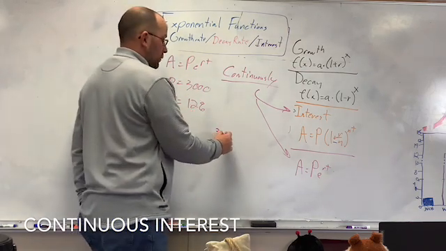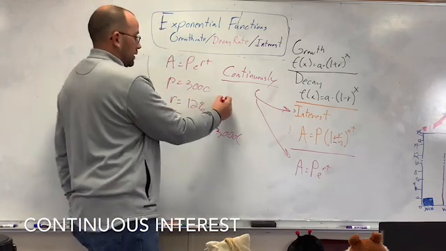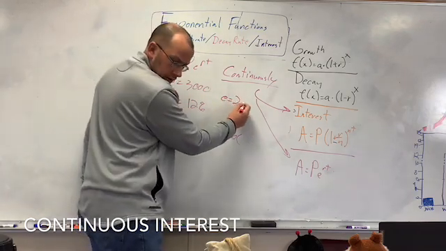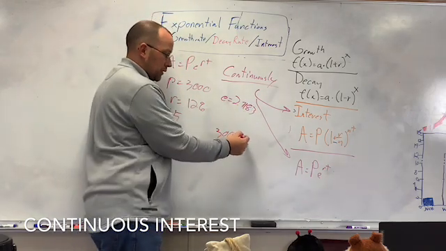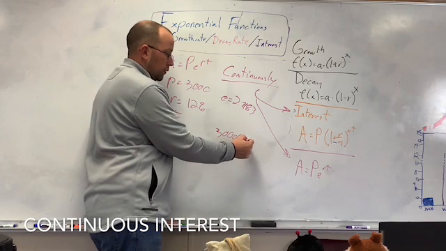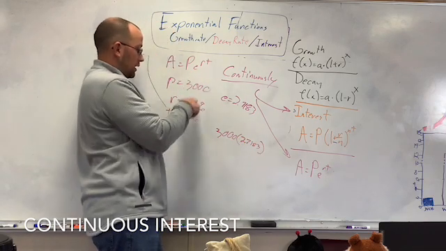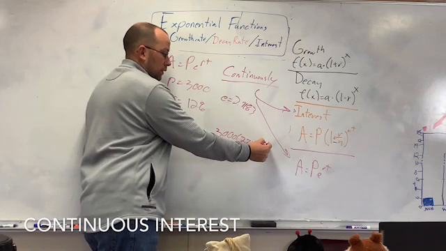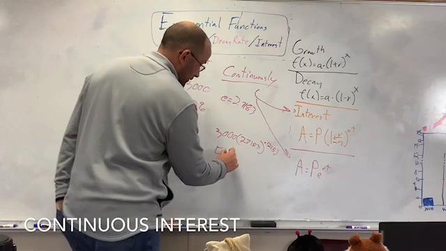So throw it in, 3,000. In this case, they want you to use for your E 2.7183. There's also an E on the calculator that you can use. So 2.7183 raised to the R and the T, so 0.12 times 5, and that gives you $5,466.38.